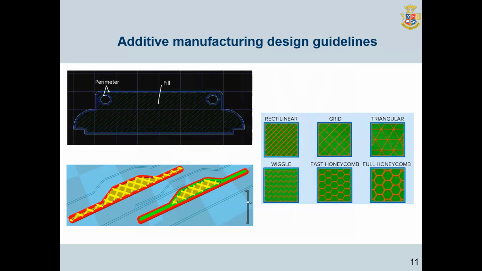In the figure, the outer contour of the object is marked in red, the inner contour is green, and the inner filling is yellow. Options for the structure of the internal filling can be of various types, as shown on this slide.